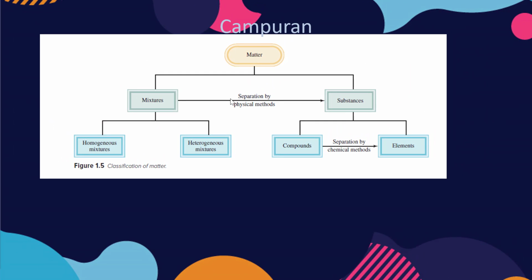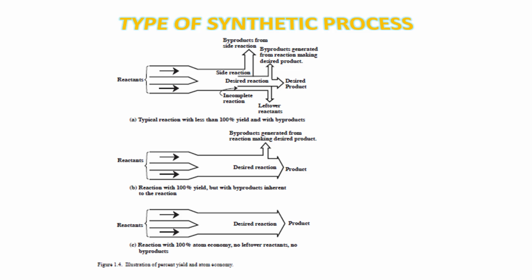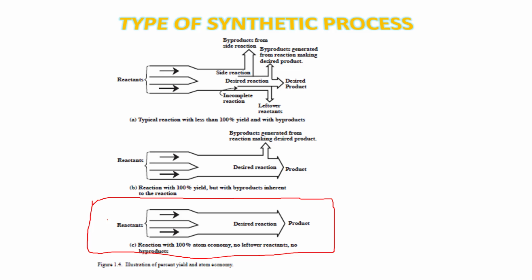Homogeneous, such as air; heterogeneous, such as rock and soil that are used for cement and so on. What we learn about green technology is that we want to develop the type of synthetic process in the third picture. In this third picture, the reactants go with the desired reaction and then produce the desired product. It will achieve 100% atom economy.